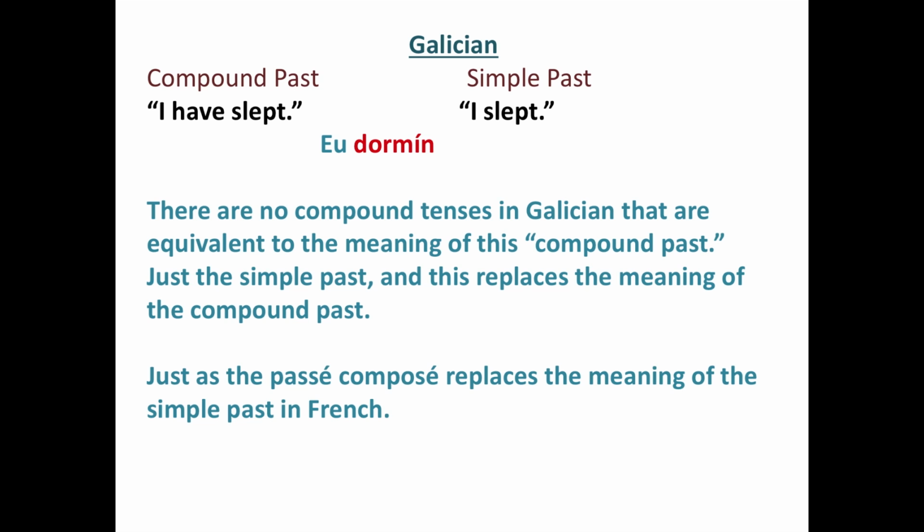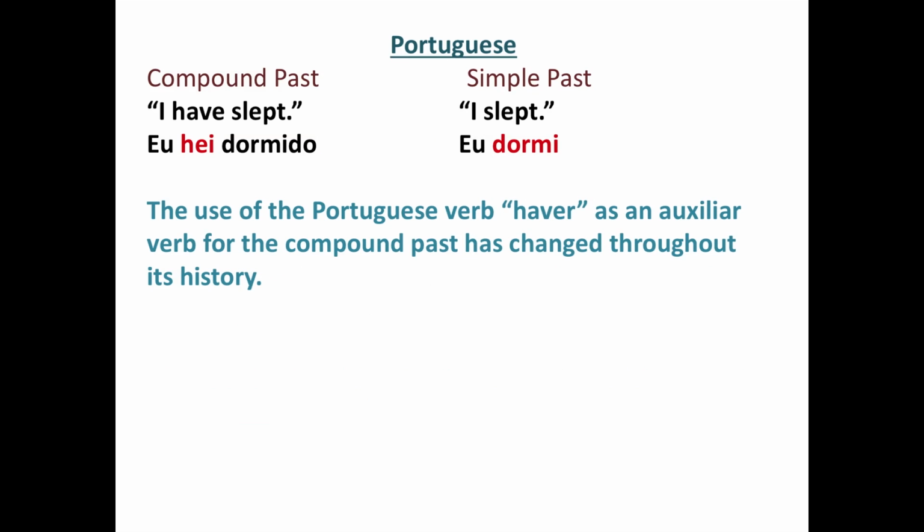Galician. There are no compound tenses in Galician that are equivalent to the meaning of this compound past. Just a simple past, and this replaces the meaning of the compound past, just as the passé composé replaces the meaning of the simple past in French. In Portuguese, the use of the verb haver as an auxiliary verb for the compound past has changed throughout its history.